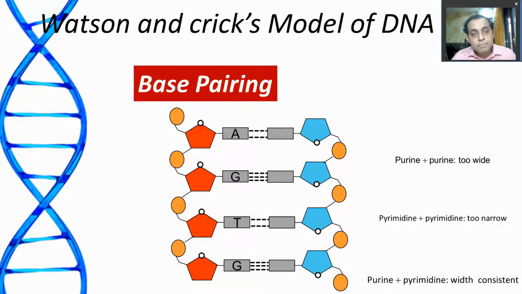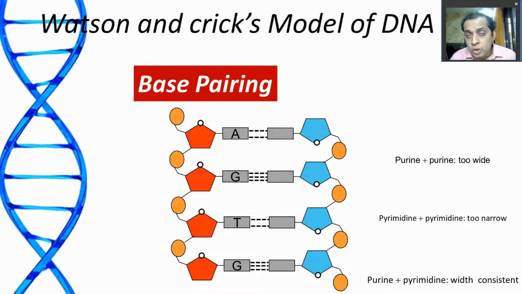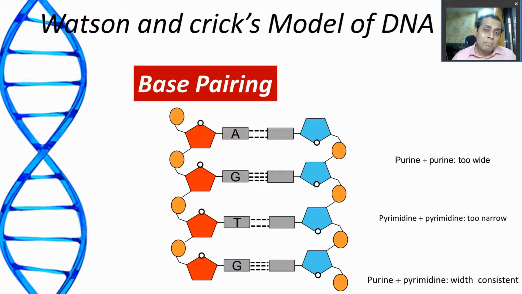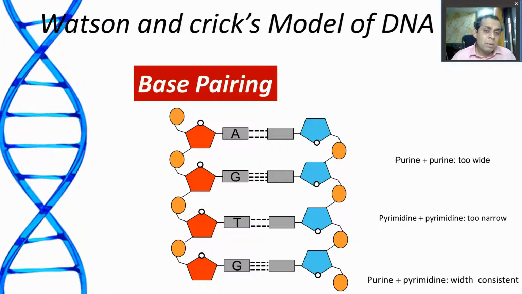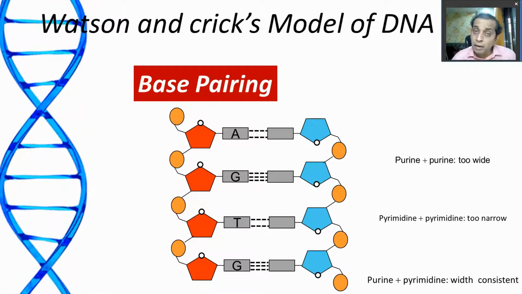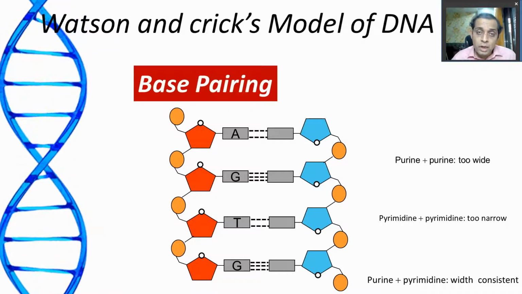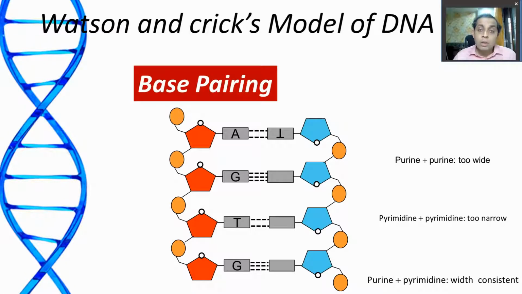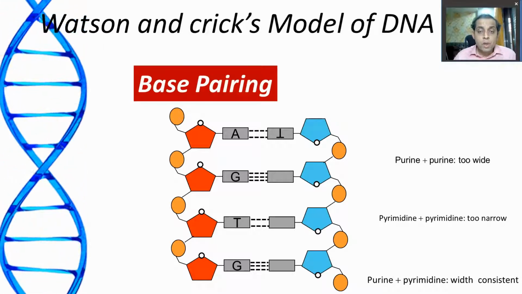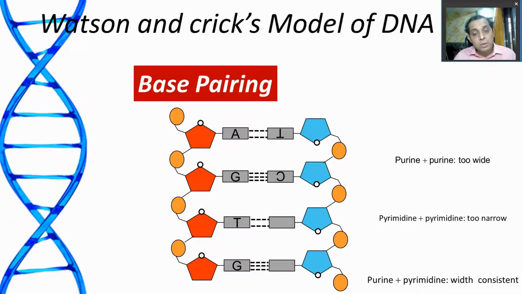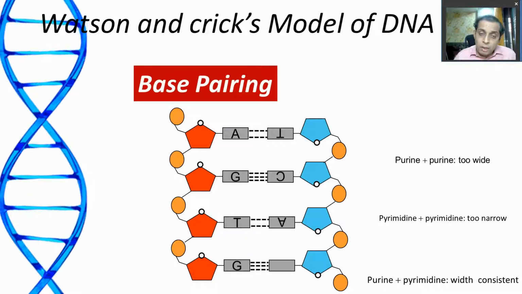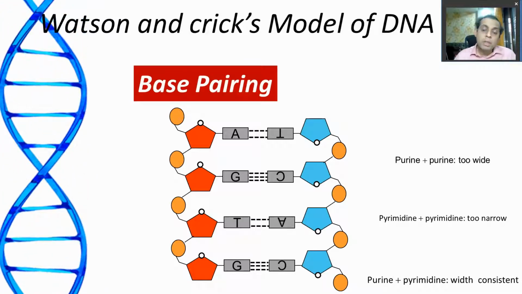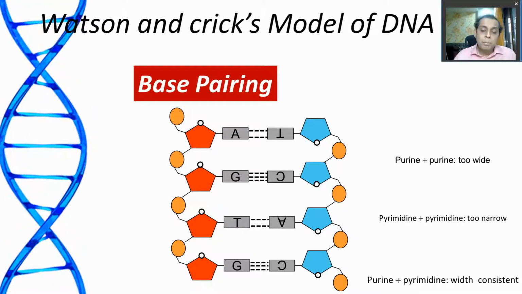Now, base pairing. The Watson-Crick model mentions that the nitrogen bases in the DNA between the two strands are always paired. In one nucleotide, if it is adenine, the opposite nucleotide will always have thymine. Guanine will always pair with cytosine. Again, thymine will pair with adenine and guanine will pair with cytosine. This is called base pairing.